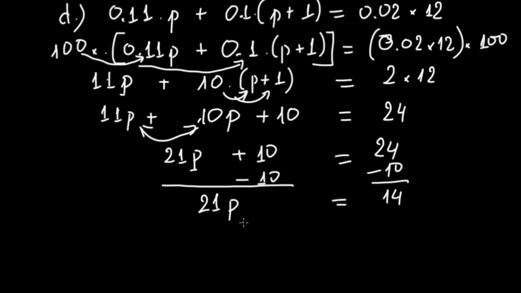Now we have 21p equal 14. We use the multiplication property, right? We divide both sides by 21. So the left hand side only has p. And the right hand side equal 14 over 21. And 14 over 21 is the final answer for question D.